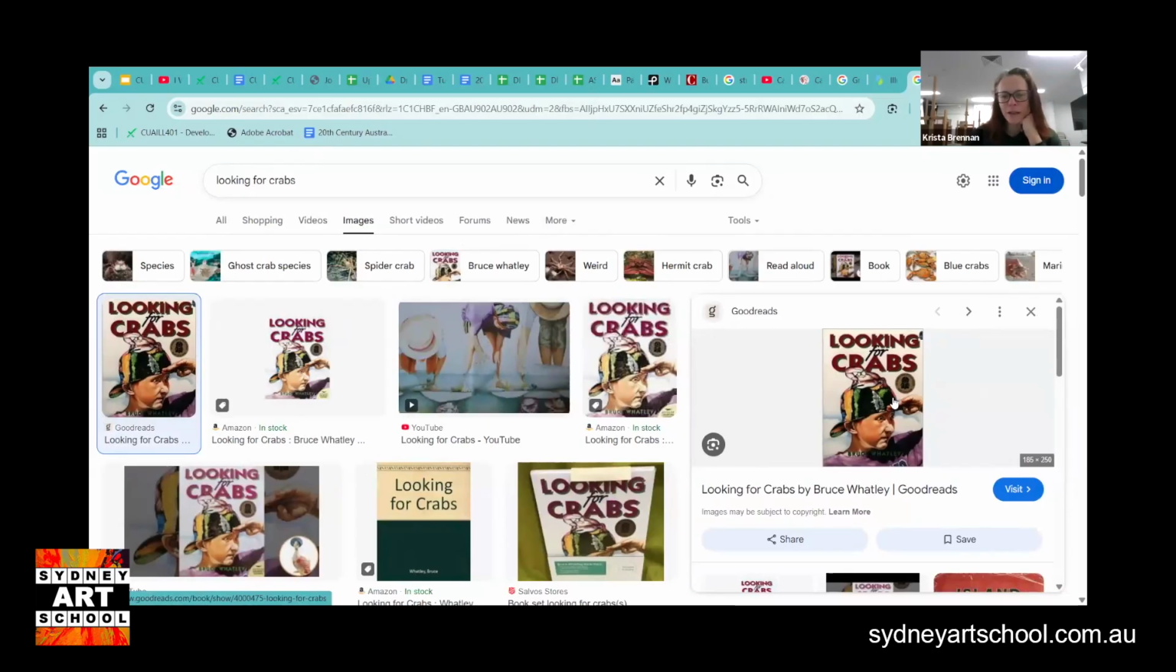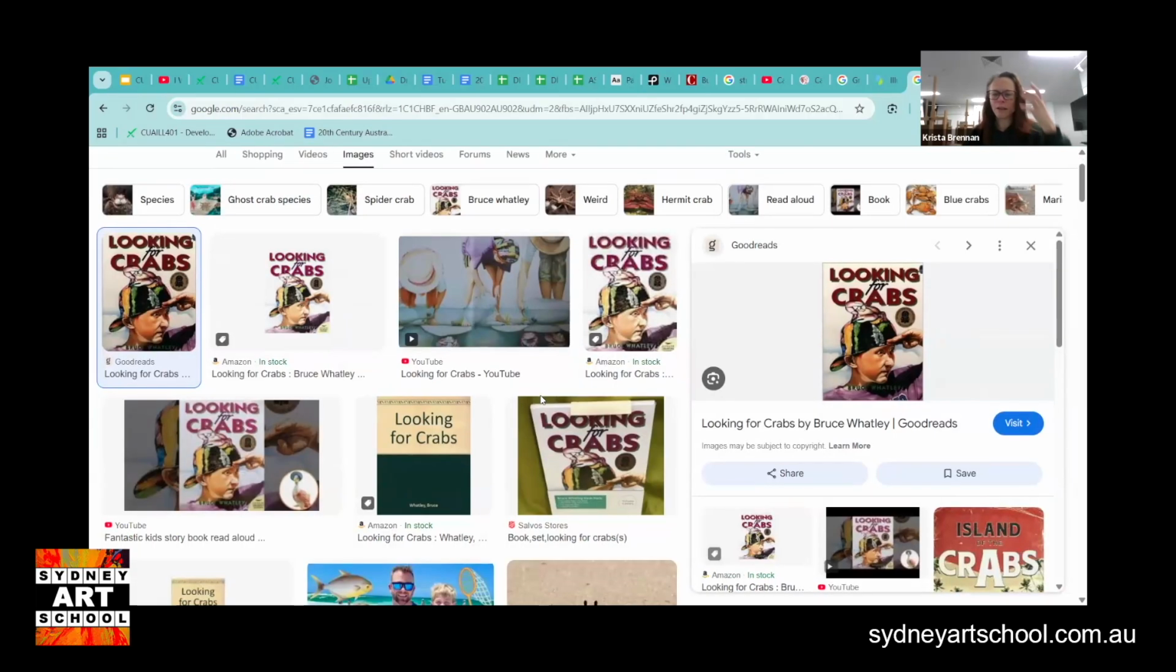But the premise of Looking for Crabs is that it's a family that has gone out to the beach, and the main character keeps saying he can't find any crabs, but throughout all of the illustrations, there are crabs legitimately everywhere. So they keep looking and saying, oh, can't find any crabs, can't find any crabs. But, as in the illustration on the front cover, there's a crab on his head, and everywhere they look, there are crabs hiding quite close by.